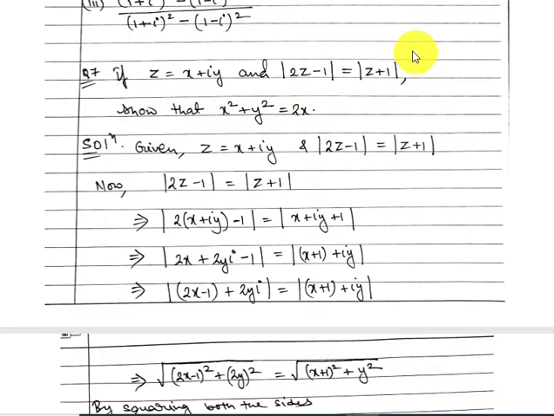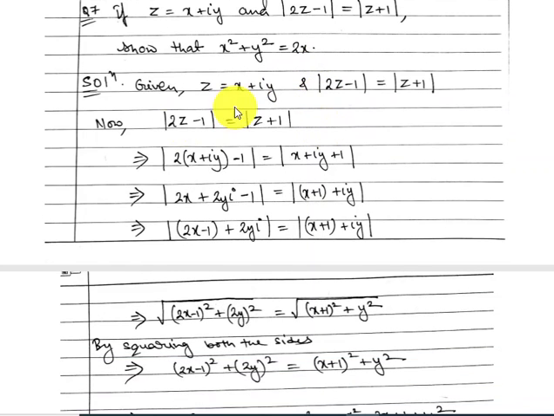Since this holds, we will start with this. In place of z we will substitute these values. Given z is equal to x plus iy and modulus of 2z minus 1 is equal to modulus of z plus 1. So now just simply copy this, and in the next step substitute the value of z. So we get modulus of 2 times (x plus iy) minus 1 equal to modulus of x plus iy plus 1.